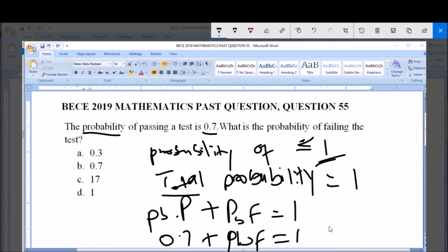That is, the probability of failing the test is equal to 1 minus 0.7. And this will give us 0.3. So 0.3 is the probability of failing the test, because the probability of passing the test is 0.7, and the law is that when you sum up probabilities together, it will give you 1. So when we subtract 0.7 from 1, we have that the probability of failing the test is 0.3, which is A. So A is our correct answer.